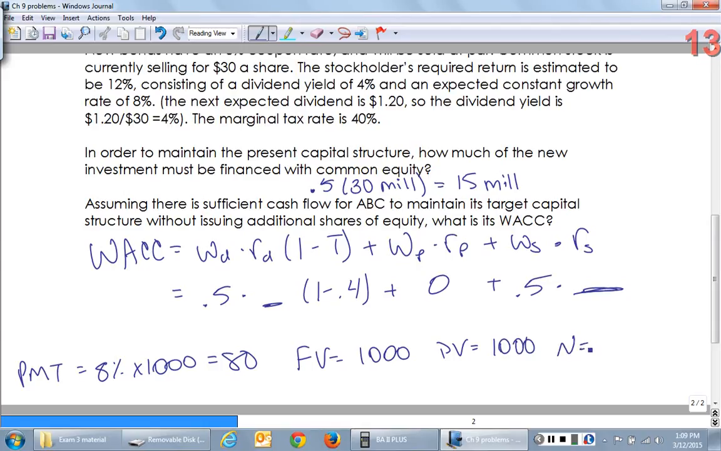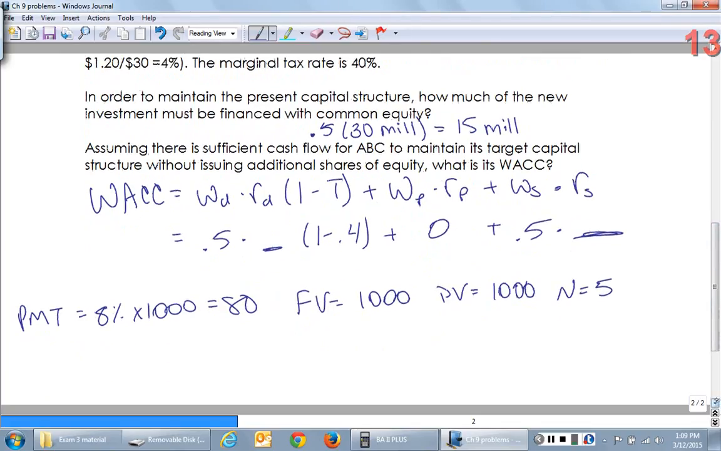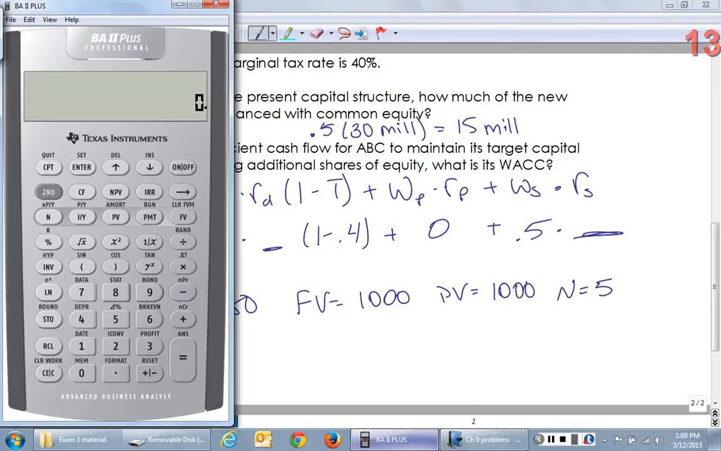And it doesn't matter what it is. We can set it equal to anything. So n is equal to 5. Again, you could just look at the problem and see that because this bond is selling at par, and the coupon rate is 8%, and so the yield is also 8%. But we can calculate the interest rate on this. N is 5.